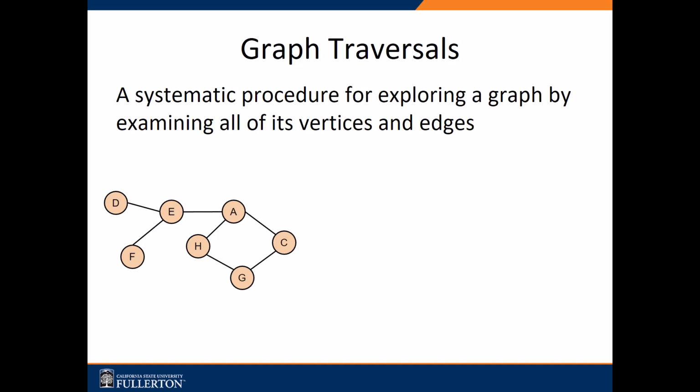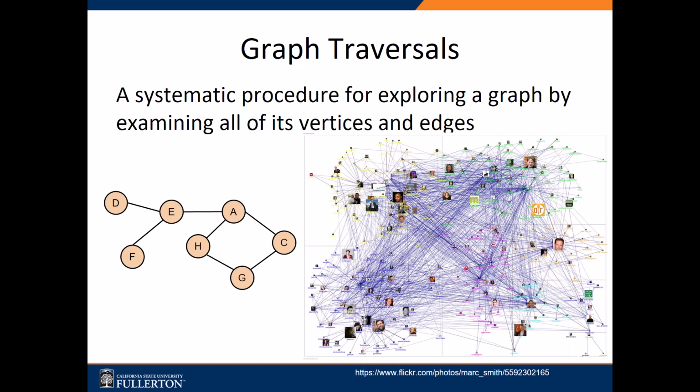A graph traversal is a procedure for systematically going through all of a graph's vertices and edges. When you think of a graph, you may think of something like the graph shown here, which has about 7 vertices and 7 edges. And you may wonder, why do you need a formal procedure when it's obvious how many vertices and edges there are? But in many real-world applications, the graphs are much larger and look more like this.